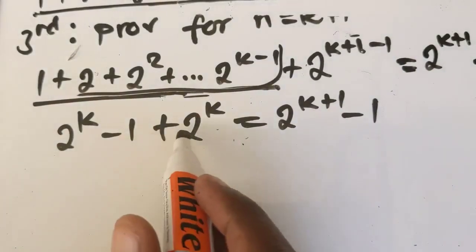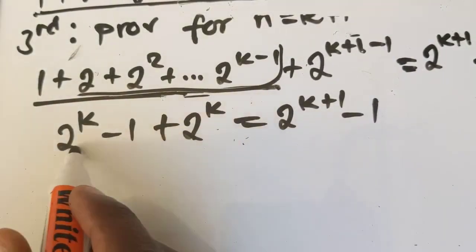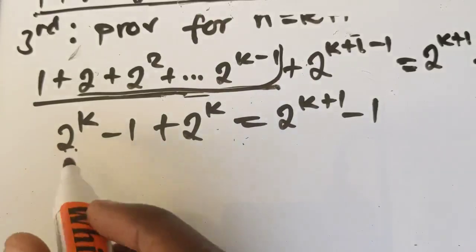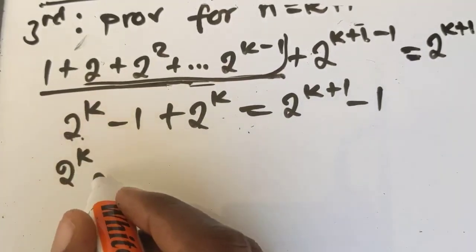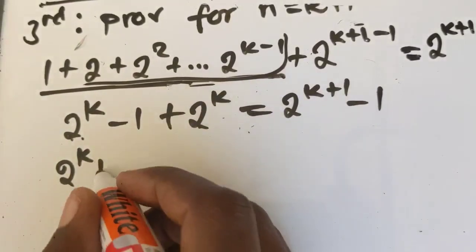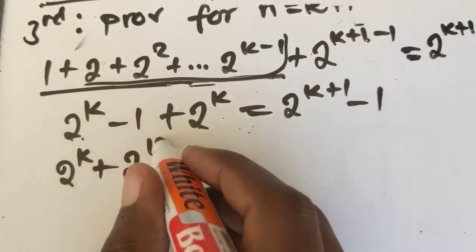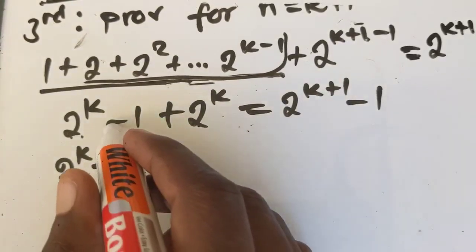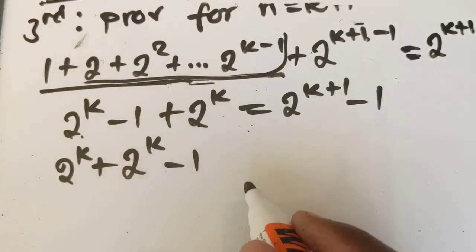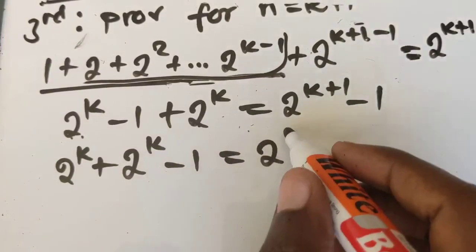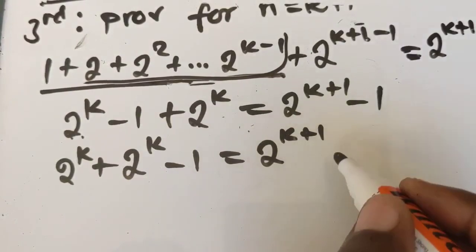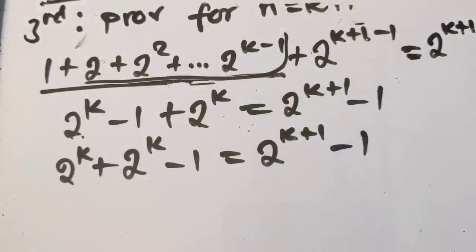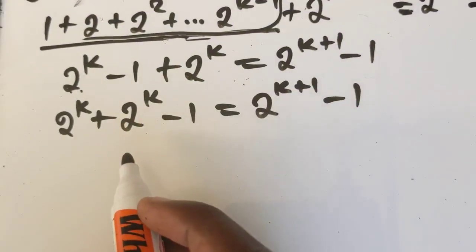So what do you do here? These ones are like terms. These ones are like terms. These ones are like terms. So you just bring them together. So this is 2 to the power k, this one is positive, 2 to the power k. Then this is minus 1, equal to 2 to the power k plus 1 minus 1. Okay, 2 to the power k minus 1.